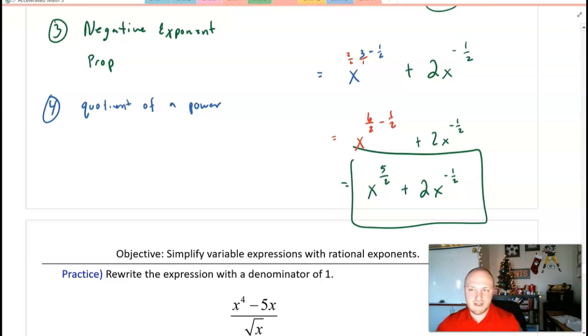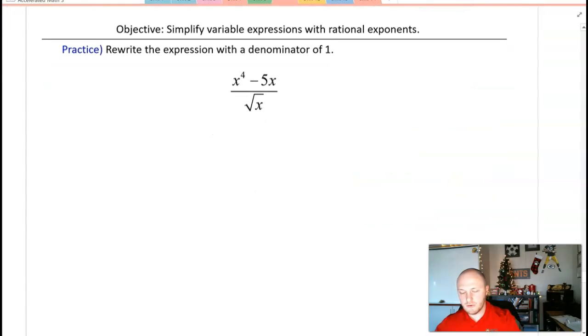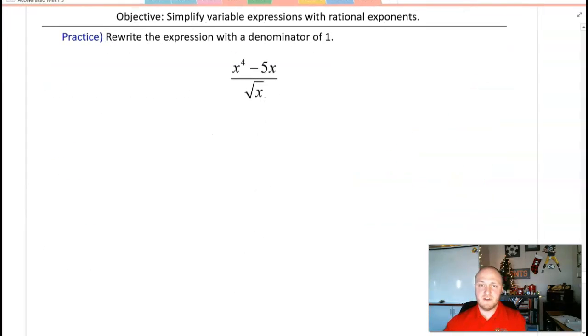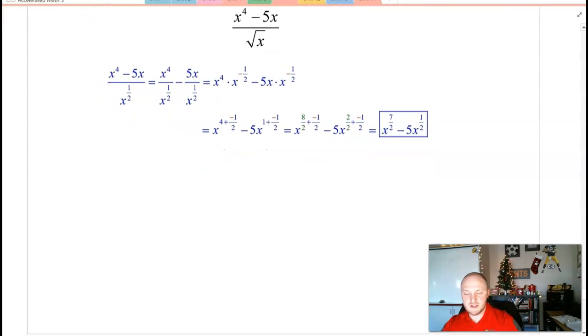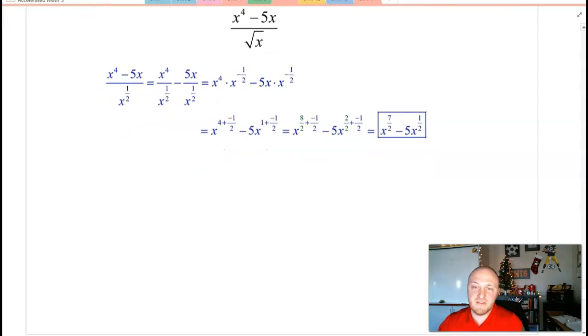There are 2 more practice problems, so I'm going to go ahead and show you these 2. Please pause the video, give this one a go. All right, so hopefully you paused the video and you tried this one. Here is the solution. So remember, you have to change the denominator to a power of 1/2 and then divide each term in the numerator by that.